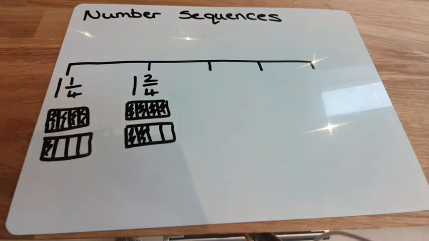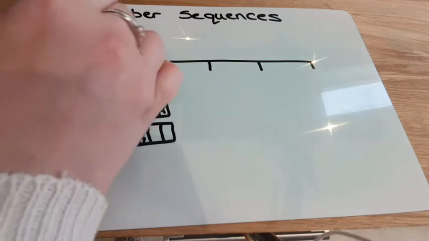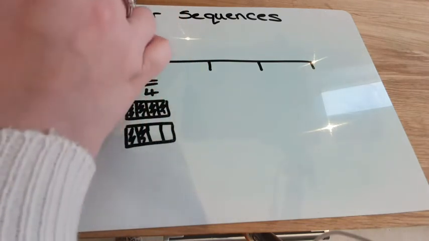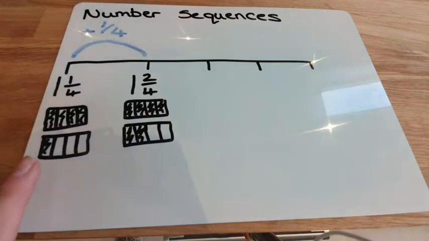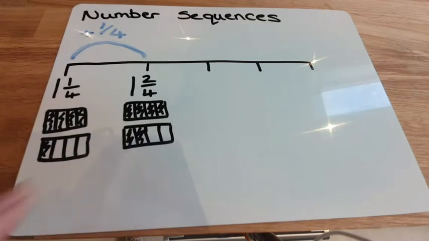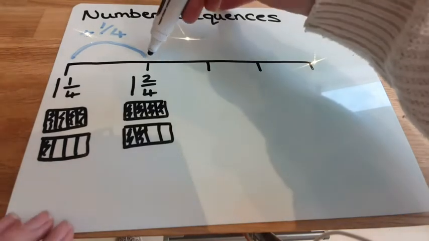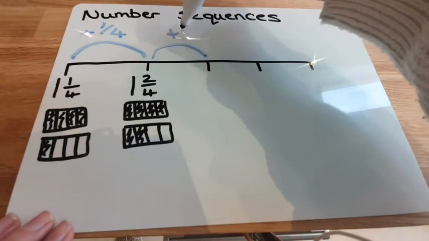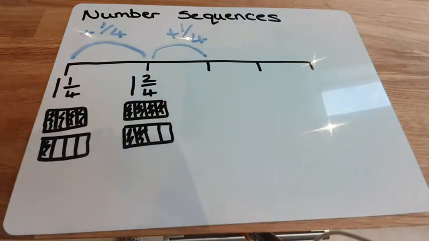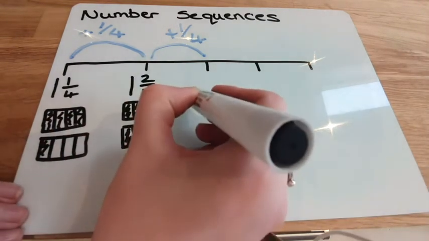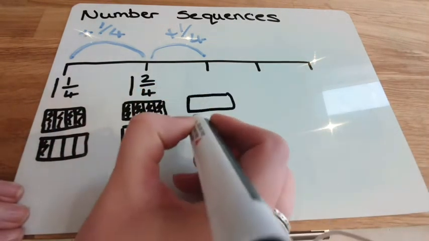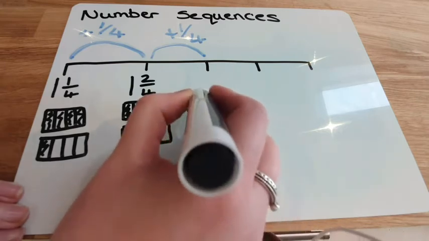The rule is we've added, as we can see in the bar model, 1/4. Okay, so can you see there? We've added 1/4. So that means every jump will add 1/4. So now we can work out the rest of the sequence. You can draw a bar model if you want to. It's up to you. I'll just quickly draw one for you.